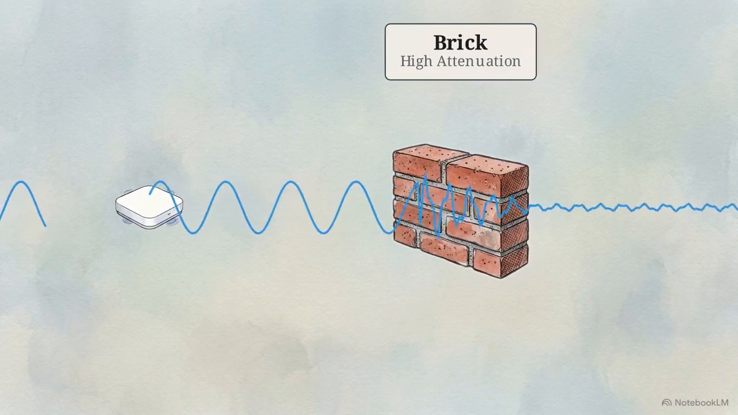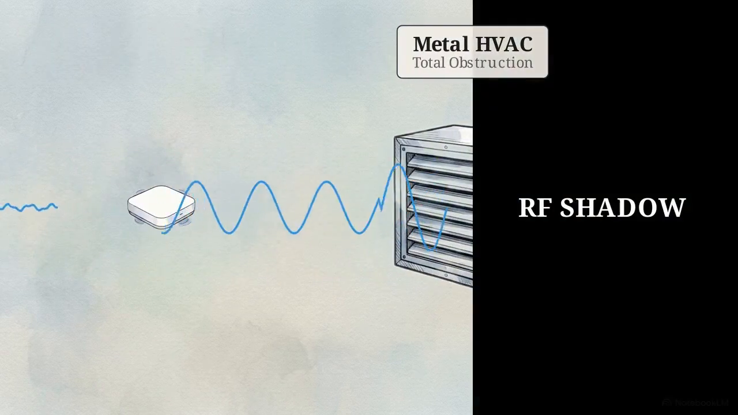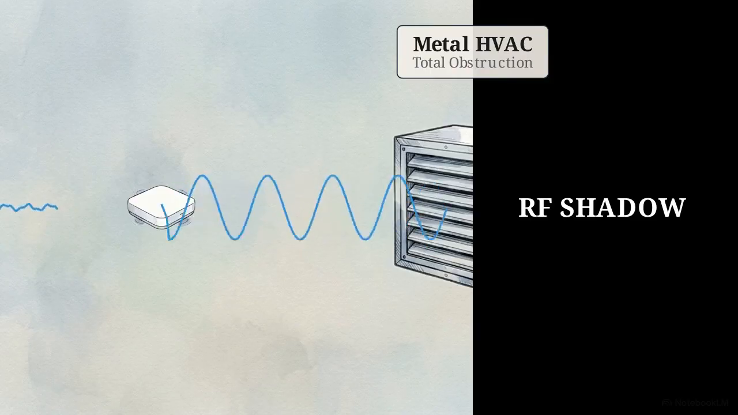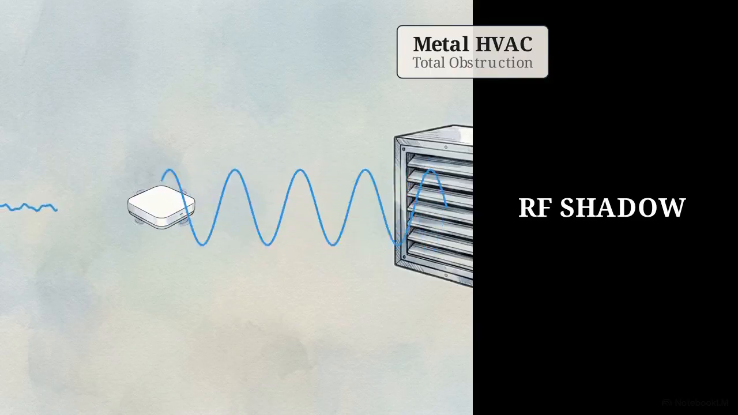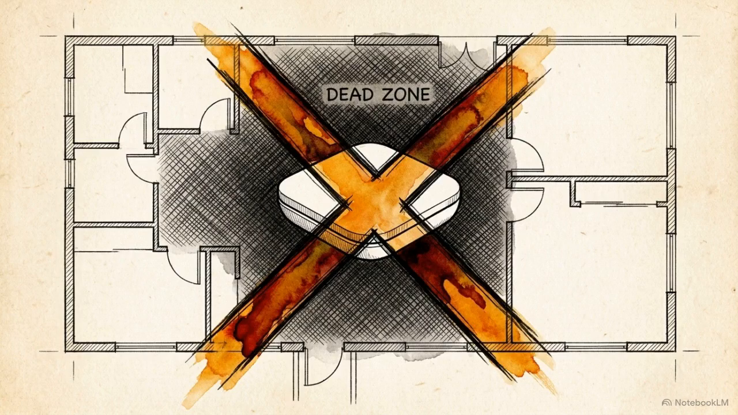Now watch the same waveform strike a highly dense object, like a metal HVAC system. The signal reflects entirely, casting a dead zone directly behind the object, known as an RF shadow. This dictates the first rule of physical optimization. You should never place a satellite node directly inside one of these RF shadows or dead zones.